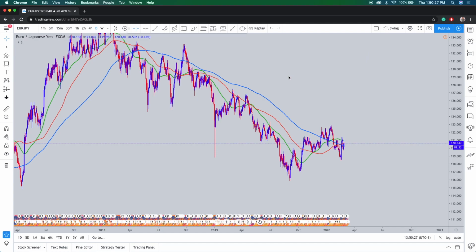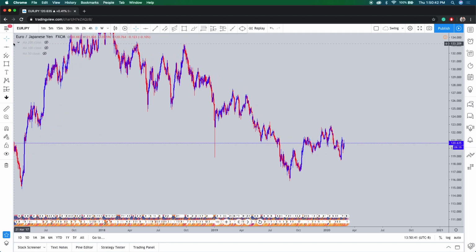So here is the chart for Euro JPY, which is the yen. Let me start off by getting rid of these moving averages. We're not going to need those for what we're doing today.